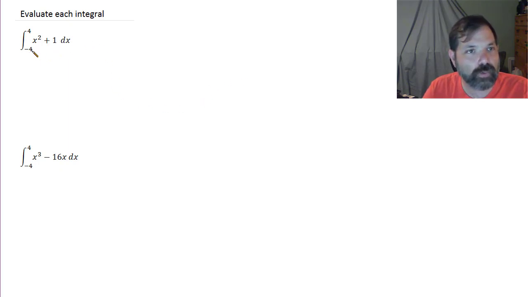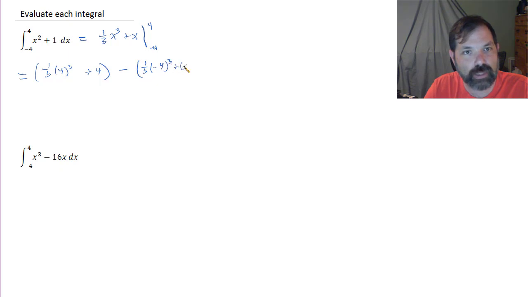Here we're asked to integrate x squared plus 1 from negative 4 to 4. All right, we find the antiderivative. So that would be 1/3 x cubed plus x, and we would evaluate that from negative 4 to 4. So let's see, so then that would be 1/3 of 4 cubed plus 4 minus 1/3 of negative 4 cubed plus negative 4.